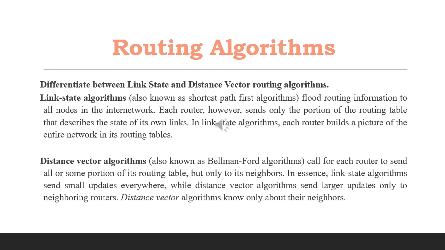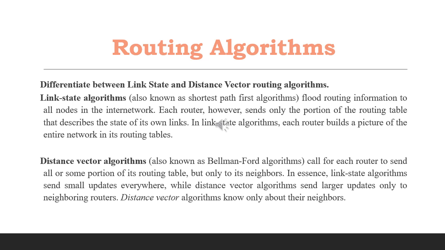Next we have link state algorithm and distance vector algorithm. Link state algorithms are also known as shortest path first algorithms. They flood routing information to all nodes in the internetwork. Each router, however, sends only the portion of the routing table that describes the state of its own links. In link state algorithms, each router builds a picture of the entire network in its routing tables.